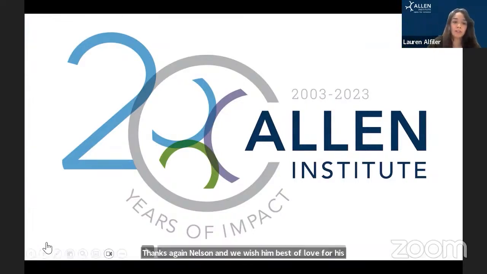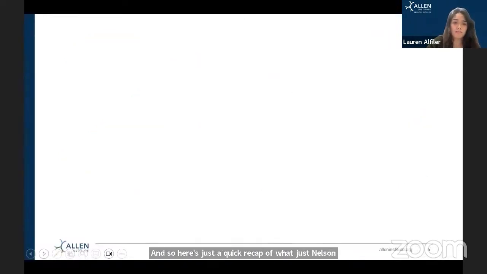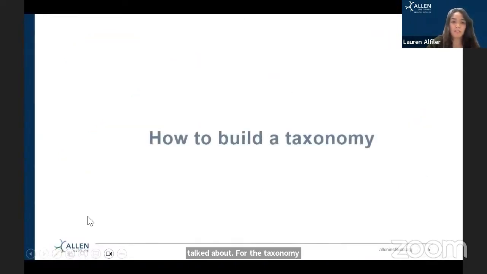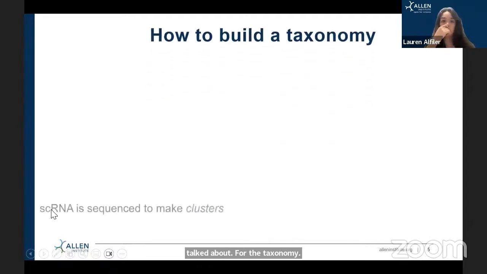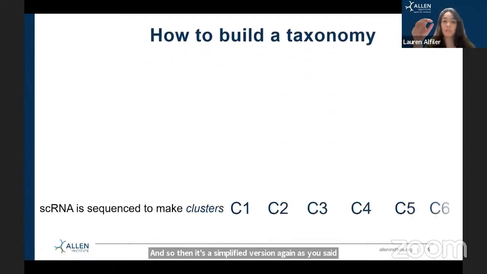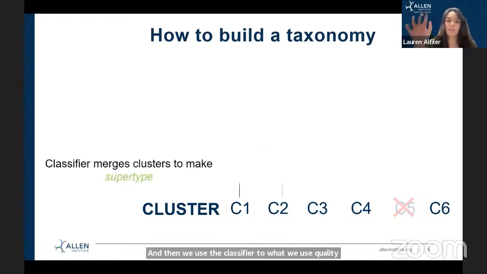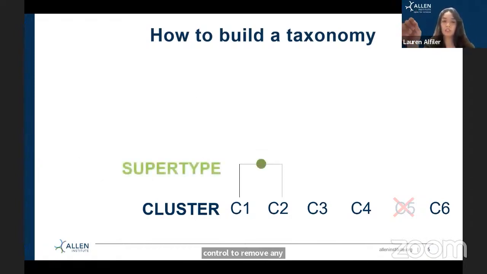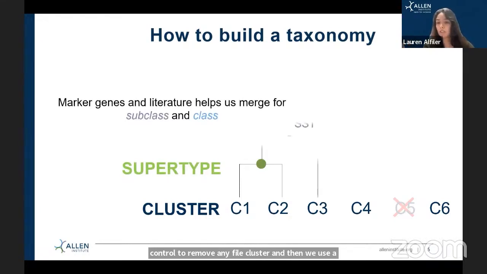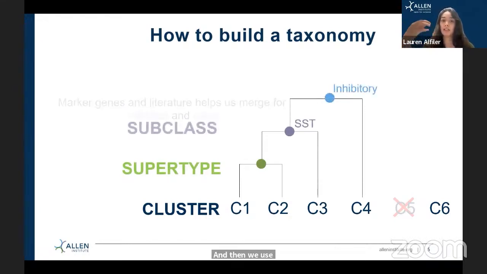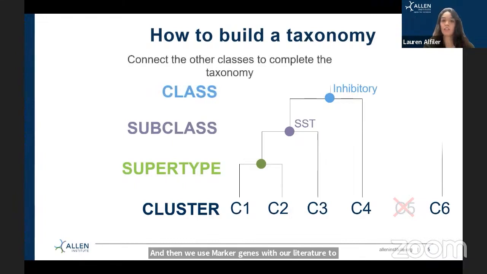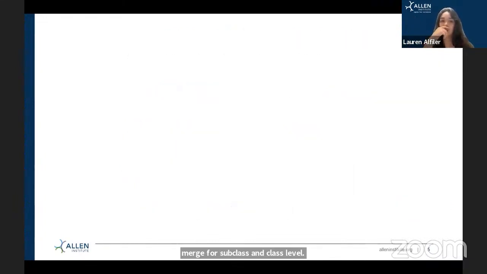And so here's just a quick recap of what Nelson talked about for the taxonomy. It's a simplified version again, as you said. You use single cell RNA sequencing to make clusters. Then we use quality control to remove any failed clusters. And then we use a classifier to merge the clusters for a supertype. Then we use marker genes with our literature to merge for subclass and class level. And then we connect all the other classes and clusters to complete the taxonomy. And with that, welcome any questions.